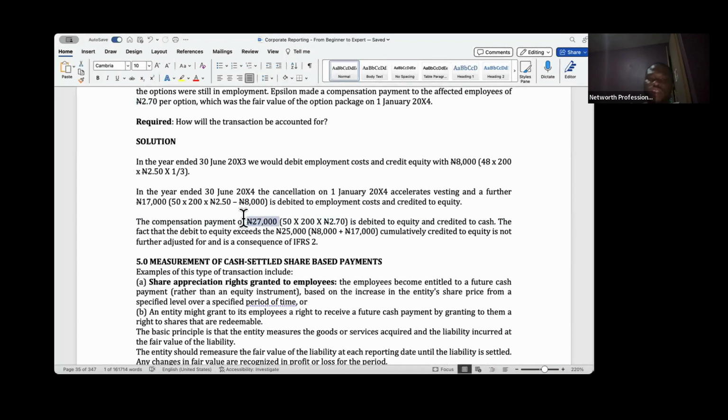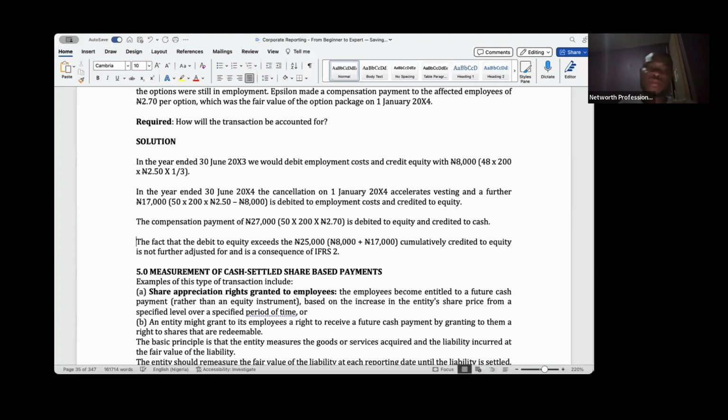Okay, so this 27,000, we'll use it to cancel out our equity reserve. So we debit our equity, and we credit bank. All right, so that's that. However, you will see that this compensation payment is higher than what the employee is due to, right?